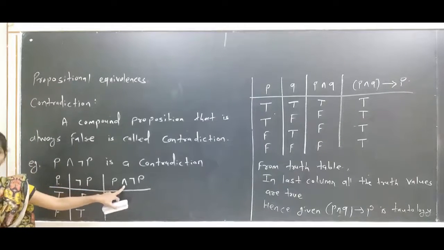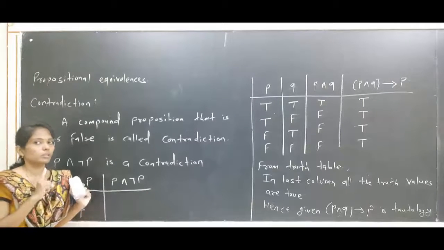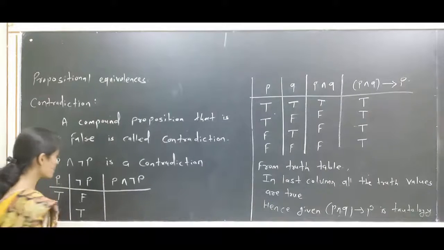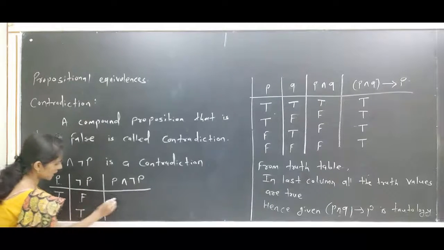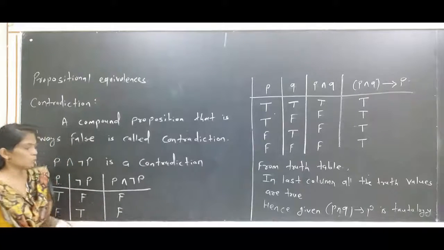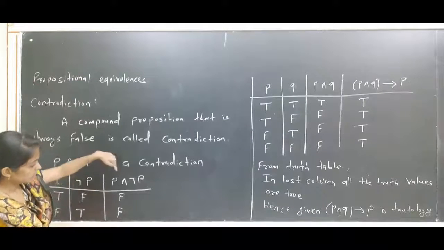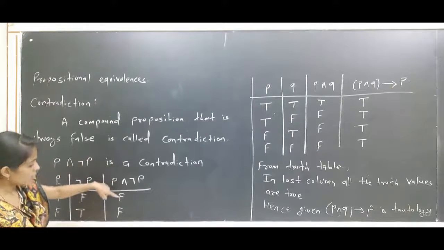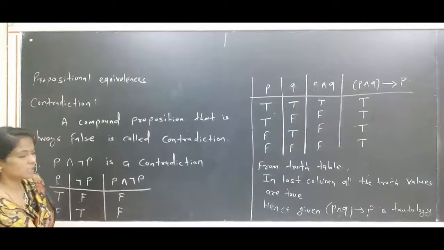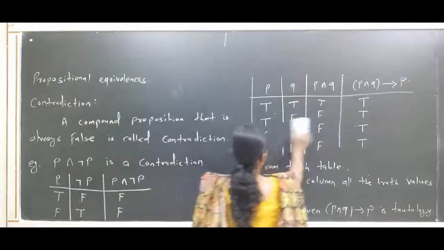Then again here conjunction is given. In conjunction, if both propositions are true, then their conjunction is true, otherwise it is false. So here TF, that is false, FT, again we get false. So observe this truth table. In the last column, all the truth values are false. Hence this proposition is a contradiction.